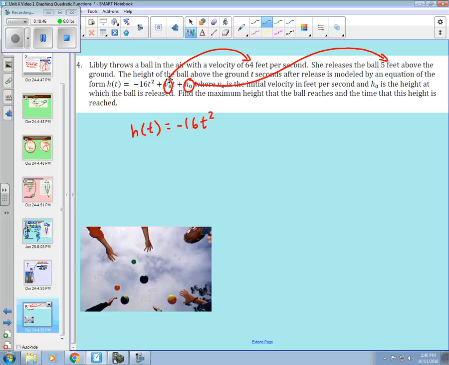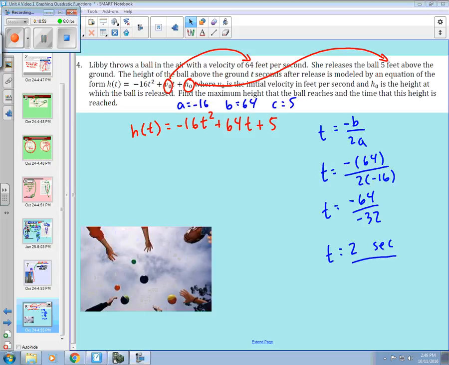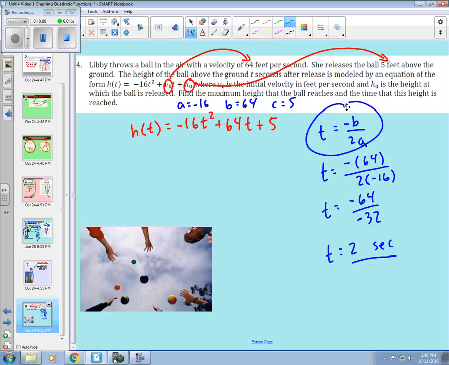See if you can now pause the video here and figure out what the maximum height is going to be for this problem using this function. So try that one out and see what you get. All right, let's see what you had here. If you plugged all the numbers into our formula of time equals negative b over 2a, you should have gotten 2 seconds. Now if you plug that back into the function, that'll tell you the maximum height.